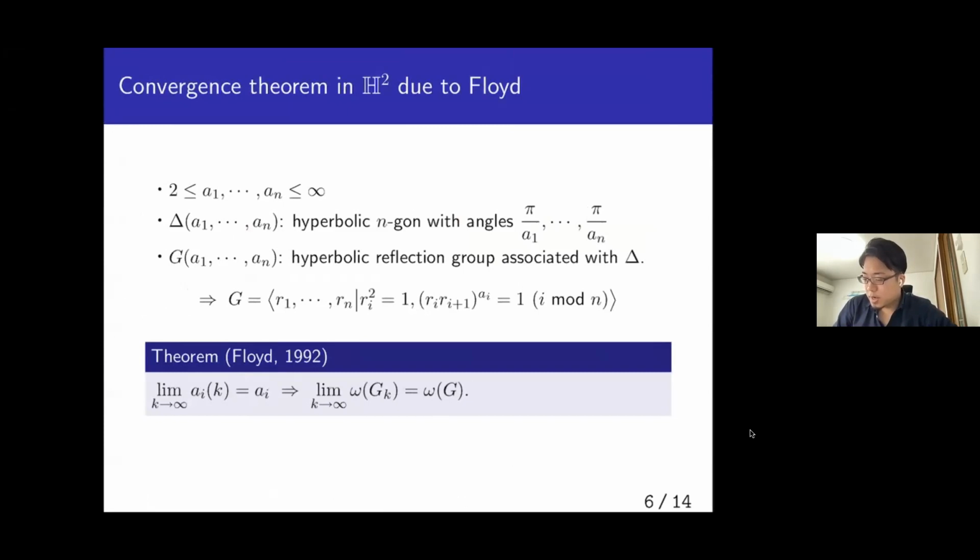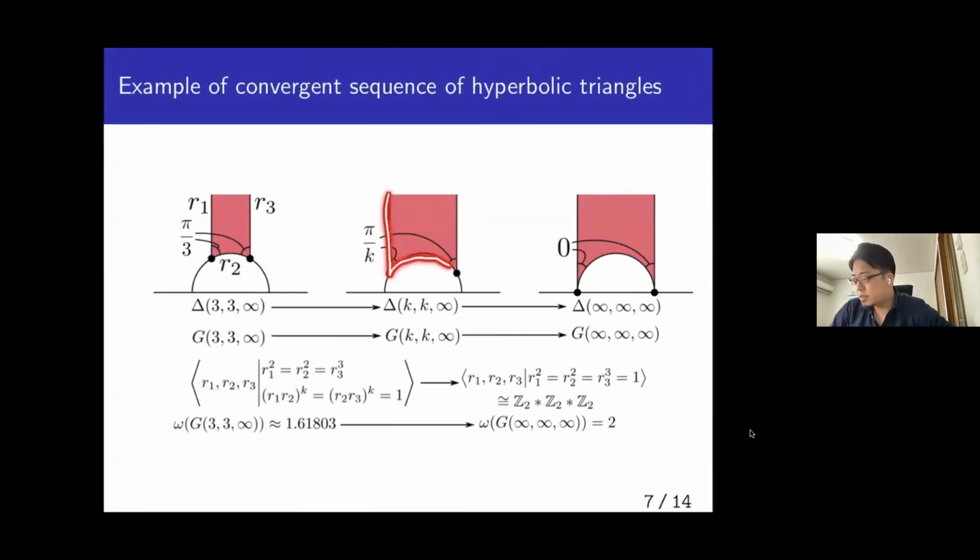And we denote the hyperbolic reflection group associated with this delta by G(A1, ..., AN). It is known that G is the Coxeter group generated by the reflections along the edges of delta, and the relations come from the interior angles of delta. Here, this denotes the hyperbolic triangle with angles (K, K, infinity). And the reflection group associated with this delta has this group presentation.